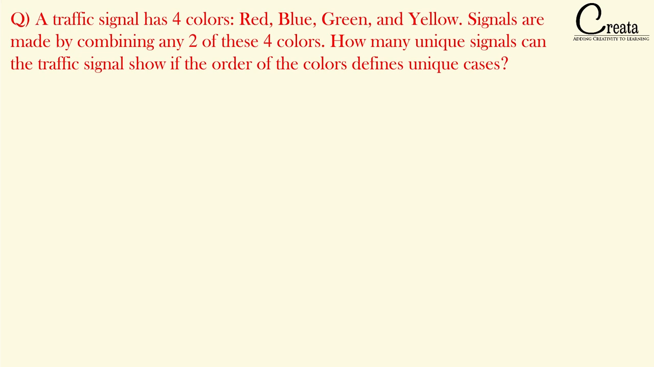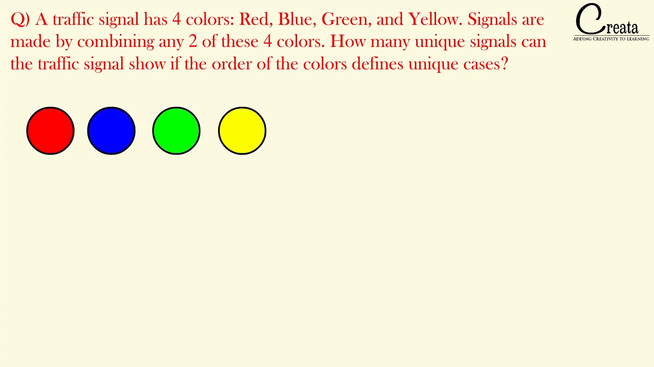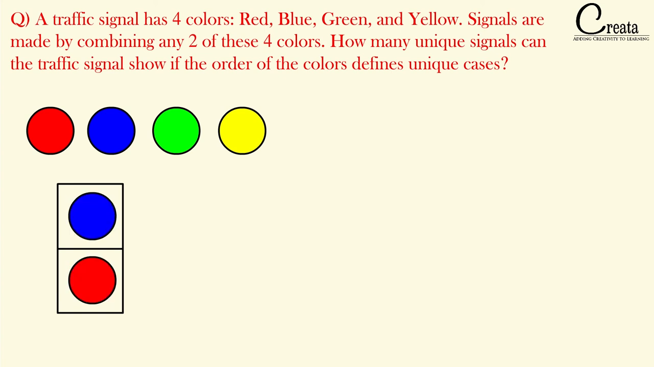Let's approach this question. In this question, we are given 4 traffic signal colors, which are basically red, blue, green, and yellow. Based on these 4 colors, we have to form signals. This signal can be made using 2 colors, one on the top and one on the bottom, and we have to choose among these 4 colors to form our unique signals, which are made from 2 colors.